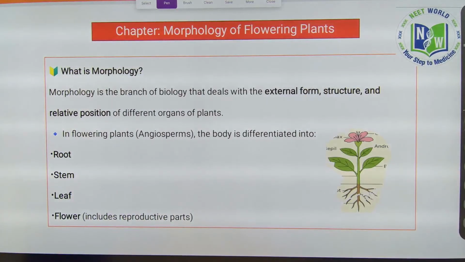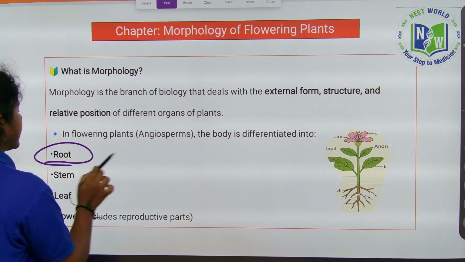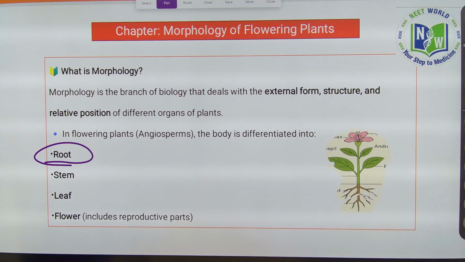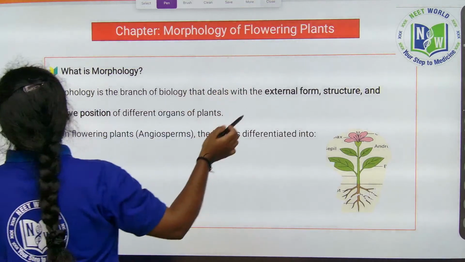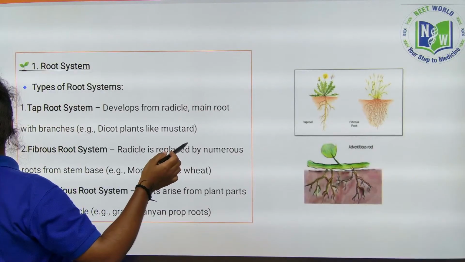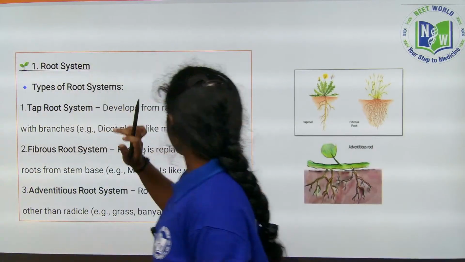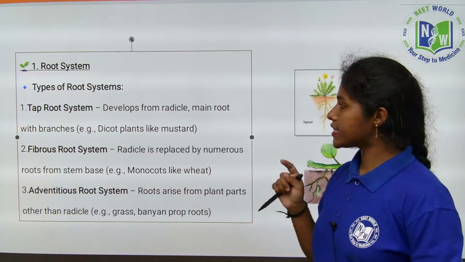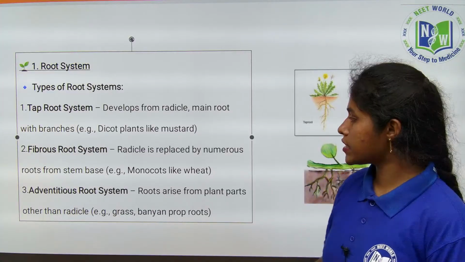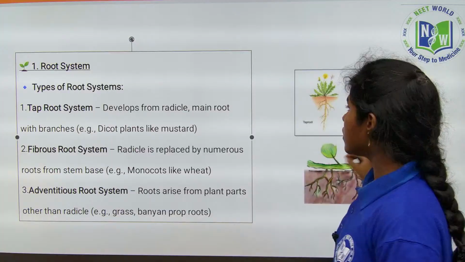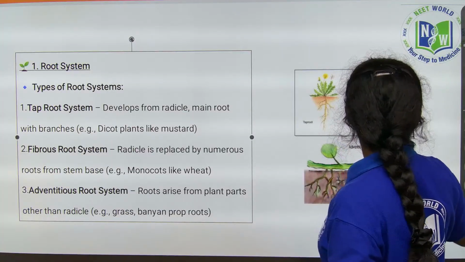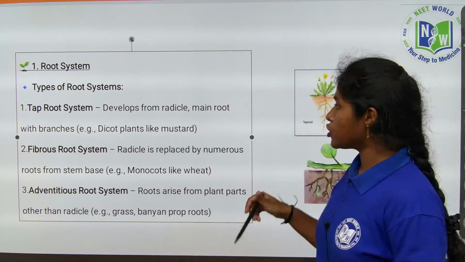Before that, to know about the root, mainly we have to know the types of roots. Let's see here. Roots are of 3 types. How many types? There are 3 types: taproot system, fibrous root system and adventitious root system. So what is meant by taproot? Taproot is nothing but what develops from the radicle of the seed.